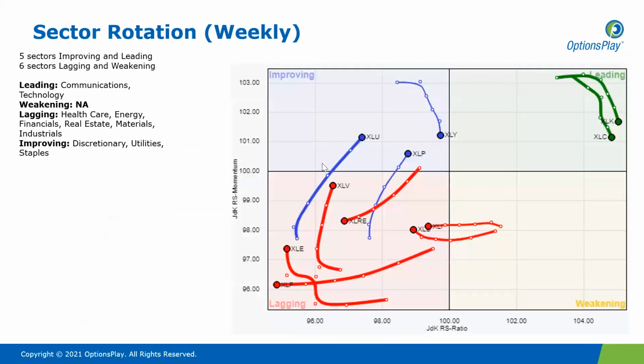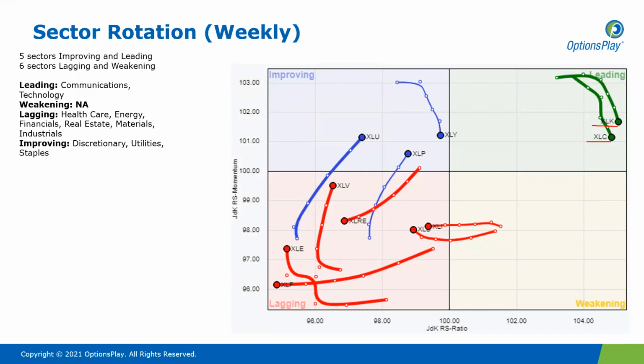All right, moving on to sector rotation. We have 5 sectors in the improving and leading category, and we have 6 in the lagging and weakening category. Now, in the leading category, we have technology and communications. Both of these sectors are seeing a bit of outward rotation, and that's quite natural. They were providing leadership for quite a few weeks, and now we are seeing a lack of momentum there and a bit of outward rotation.